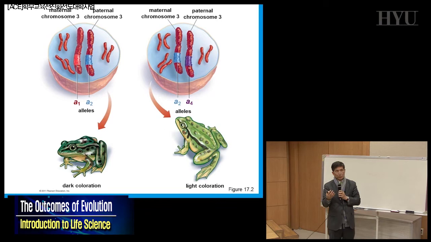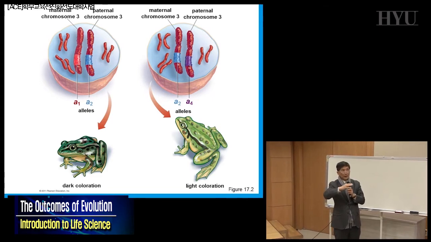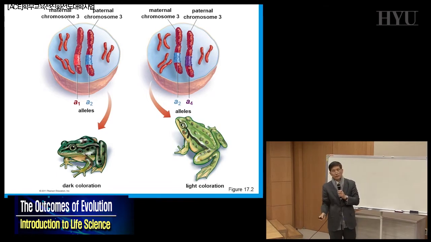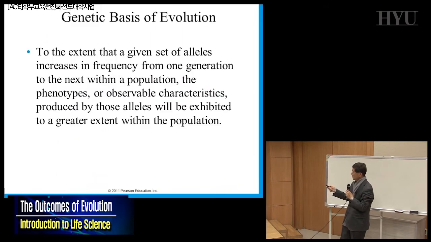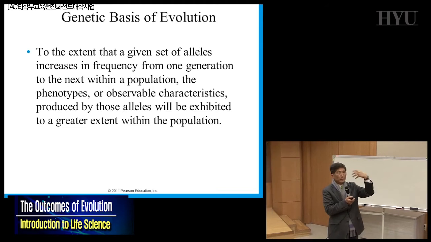So evolution in terms of frequency of allele is how many alleles there are in a population, okay? The changes depend on the environment, that cause the difference in frequency of alleles, okay? So to the extent that a given set of alleles increase in frequency from one generation to the next within a population, the phenotype, or the observable characteristics produced by those alleles, will be exhibited to a greater extent within the population. So the frequency is getting higher, then it will show up as a phenotype.